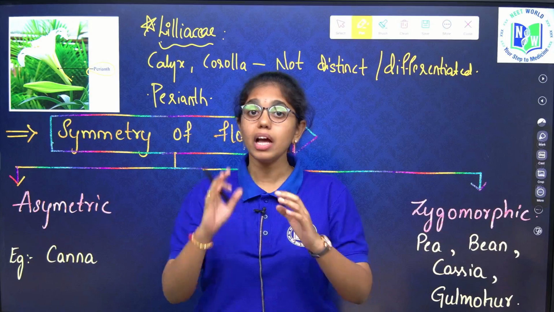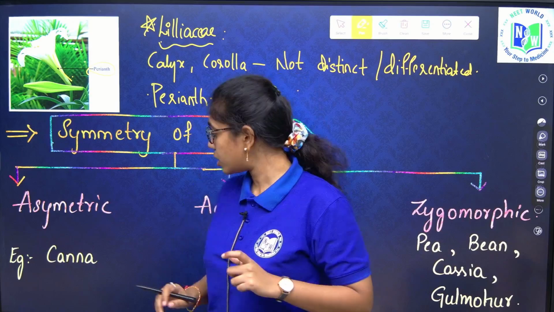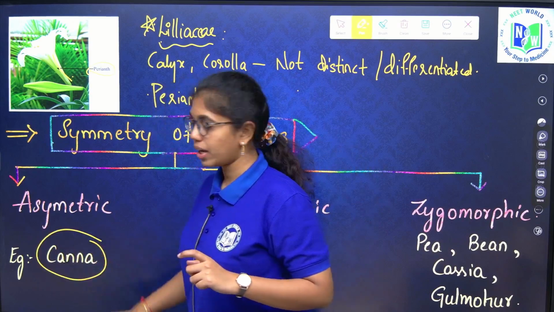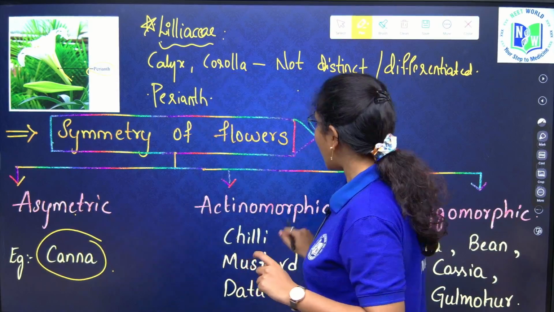Asymmetric means what? Through any plane you cannot divide the flower into two equal parts. For example, the plant canna belongs to asymmetry.